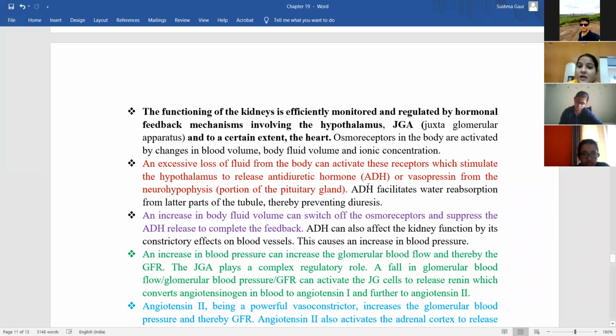Now what does this antidiuretic hormone do? This antidiuretic hormone facilitates reabsorption from the latter parts of the tubule, thereby preventing diuresis. So what is diuresis? I have sent it to you on Google, on our WhatsApp group. Open that and see what diuresis is. Read that, then I will explain it to you.